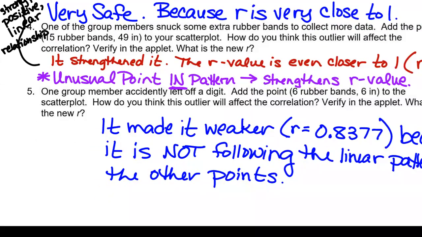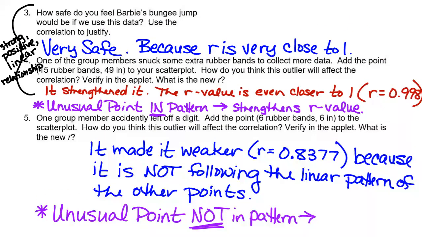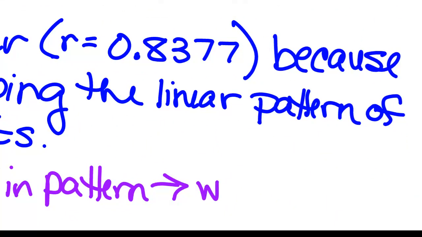So if an unusual point in the pattern strengthens my R value, what would I say about an unusual point not in the pattern? Weakens. An unusual point not in the pattern weakens our R value.